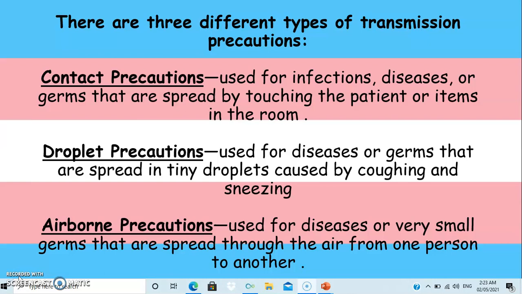Third is the airborne precautions, used for diseases or very small germs that are spread through the air from one person to another. Examples of airborne precautions are pulmonary tuberculosis, chickenpox, and measles.